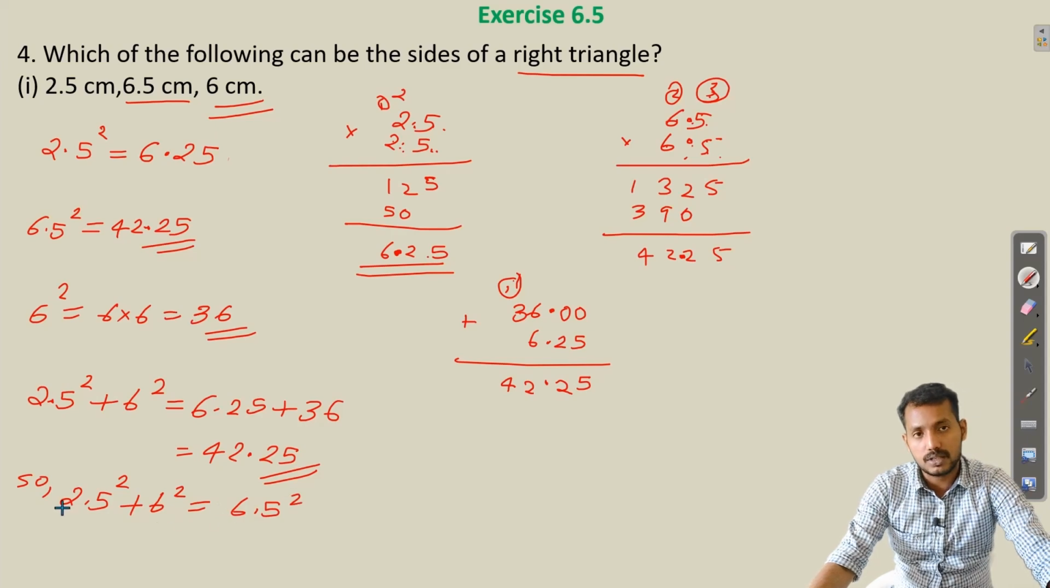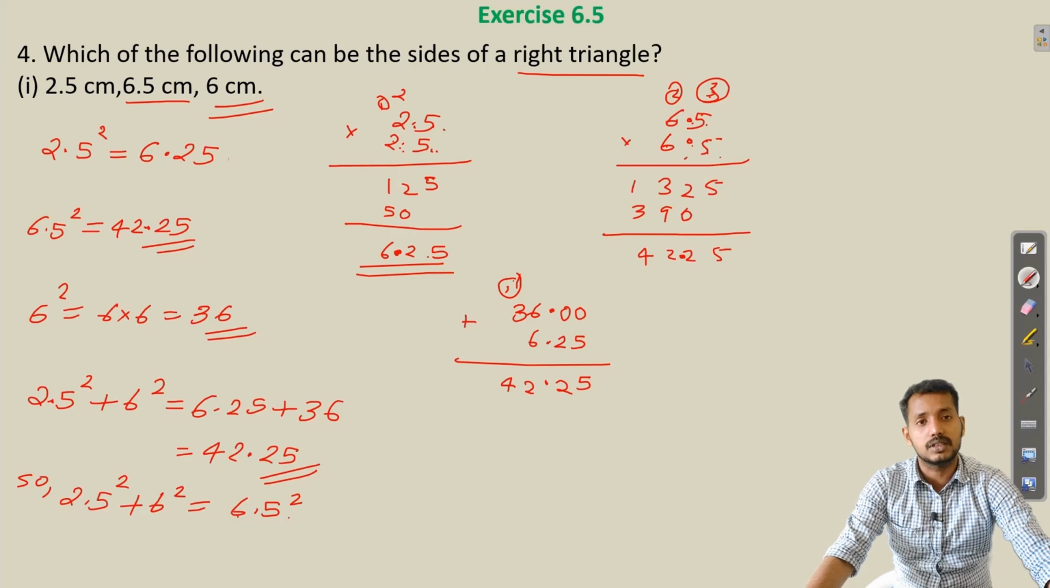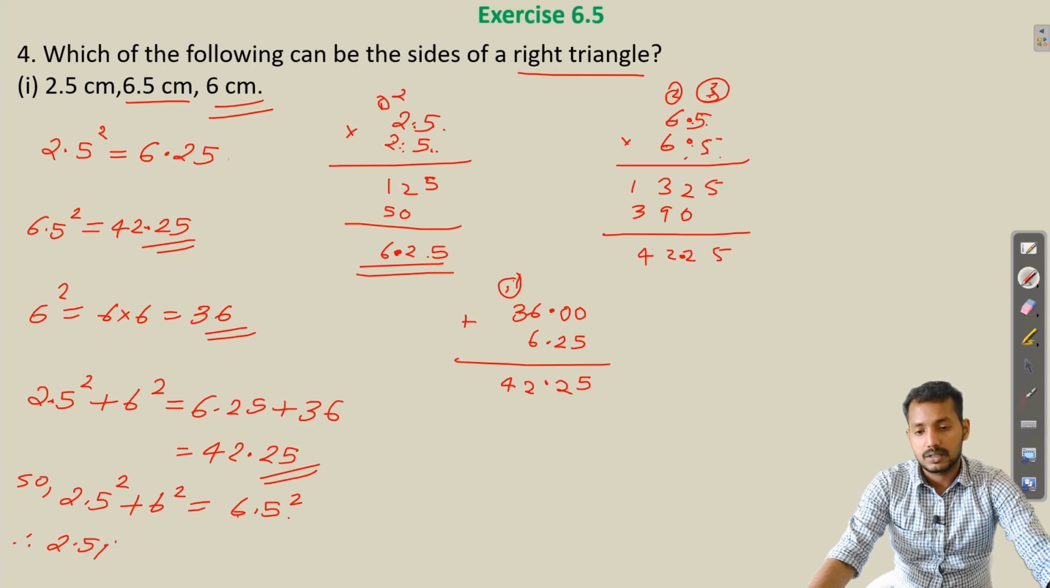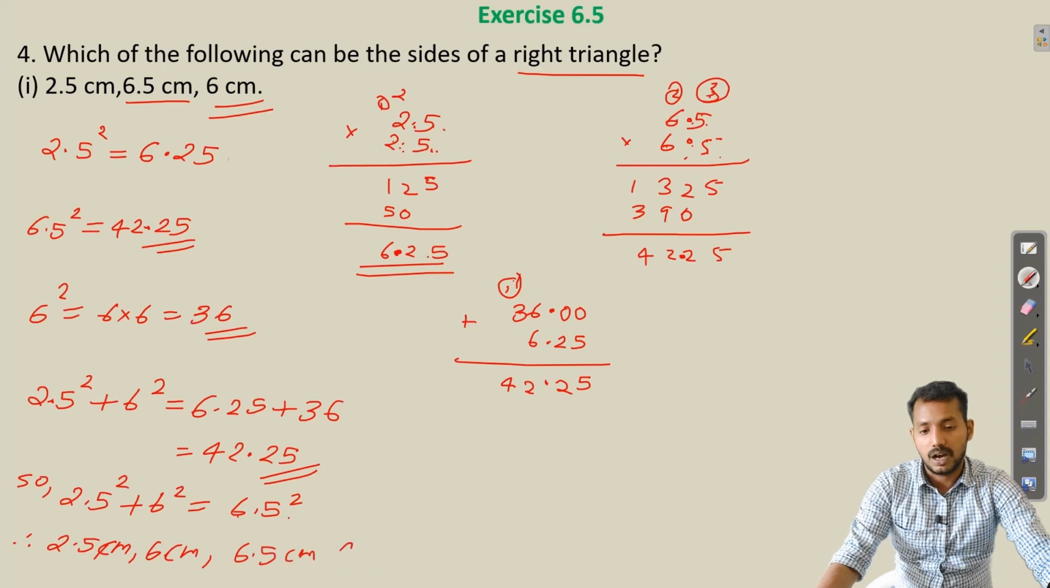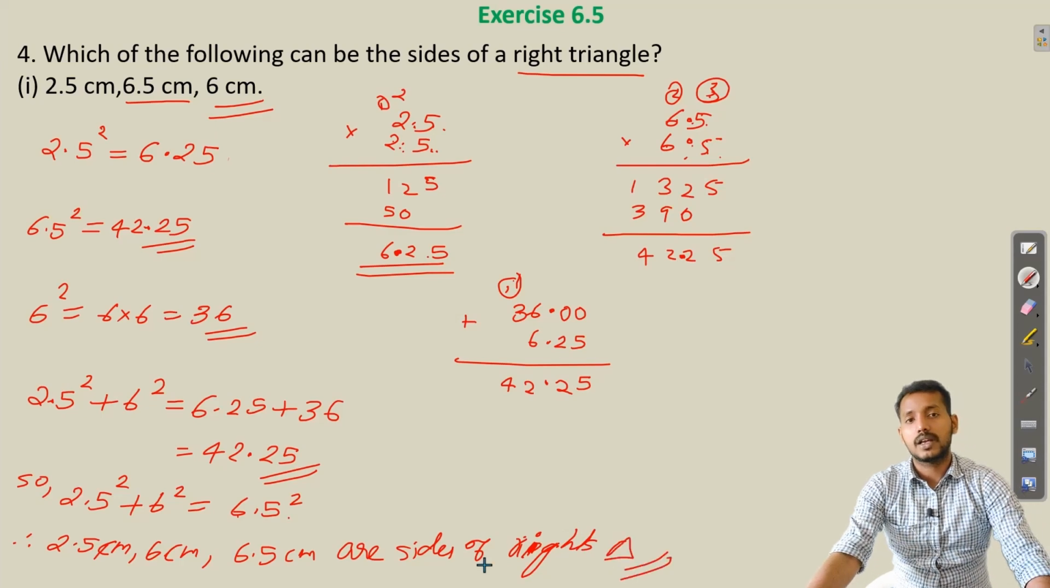That means it follows the Pythagoras property. The sum of the squares of these two sides is equal to the square of the third one, that is the hypotenuse. Therefore, 2.5 centimeter, 6 centimeter and 6.5 centimeter are sides of a right triangle. Okay, now let's move to the next question.